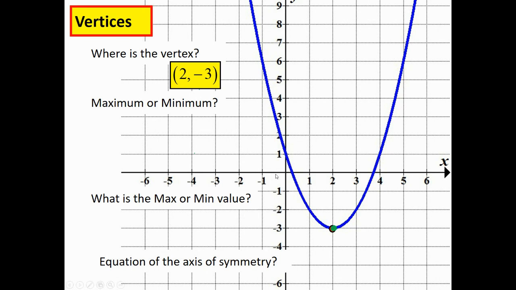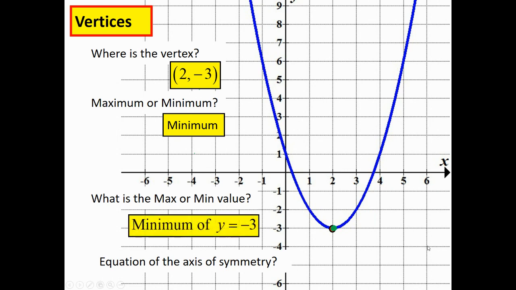All right, is this parabola a maximum or a minimum? It's a minimum because the vertex is the lowest point. Okay, the lowest point. What is the maximum or minimum value? So all we care is how low or how high did the parabola go? Up or down, the y value. So it has a minimum value of y equals -3, because at -3, that is the lowest my parabola goes. Remember, low or high means up or down.